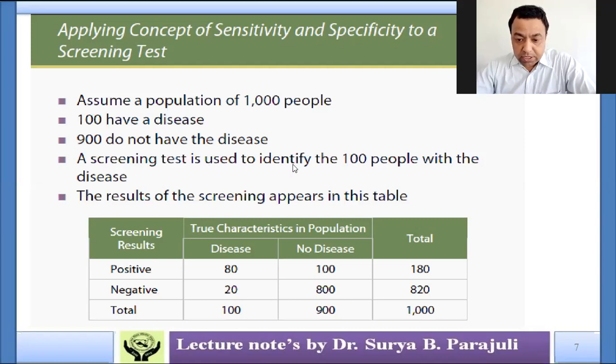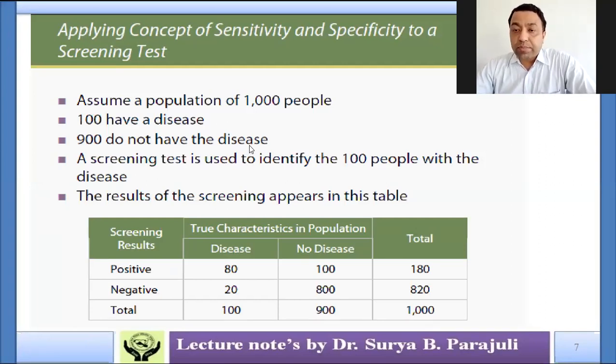And a screening test is used to identify the 100 people with the disease. Okay, let me see COVID-19. It's easy for you to understand. Assume we have 1,000 medical students and 100 contracted COVID-19 and 900 do not have disease.